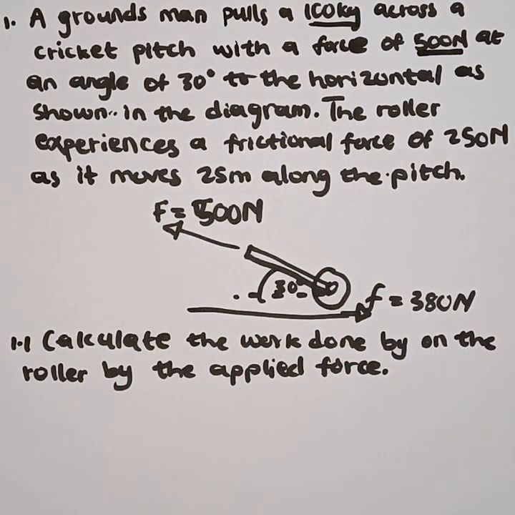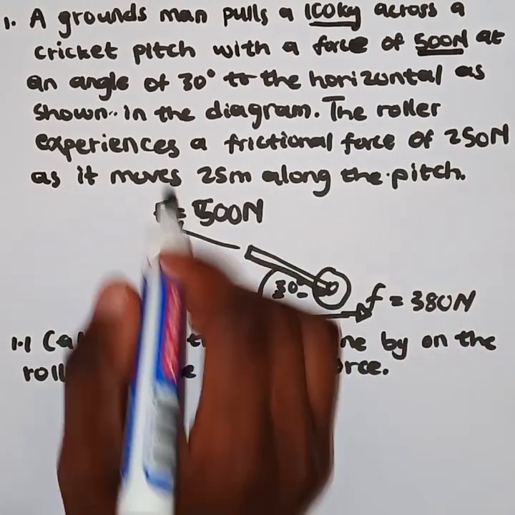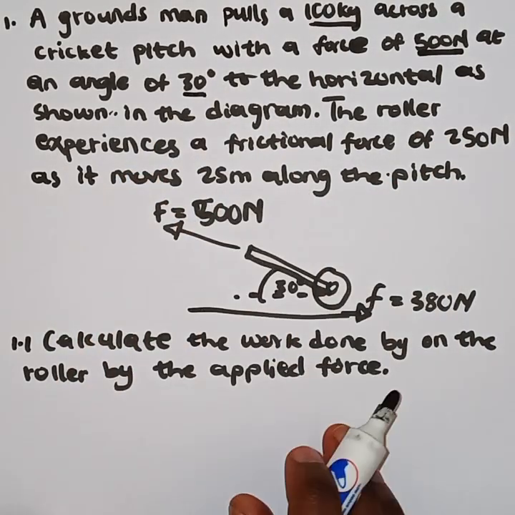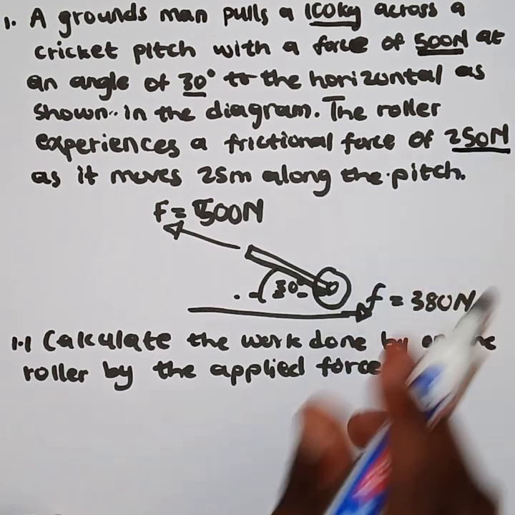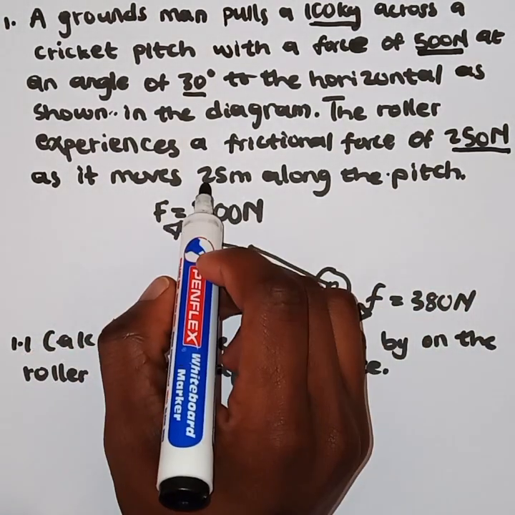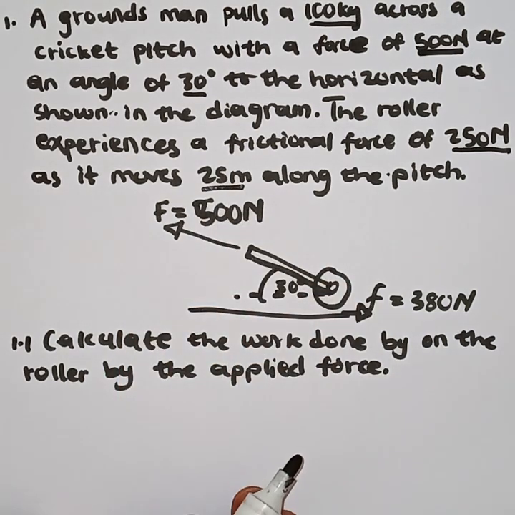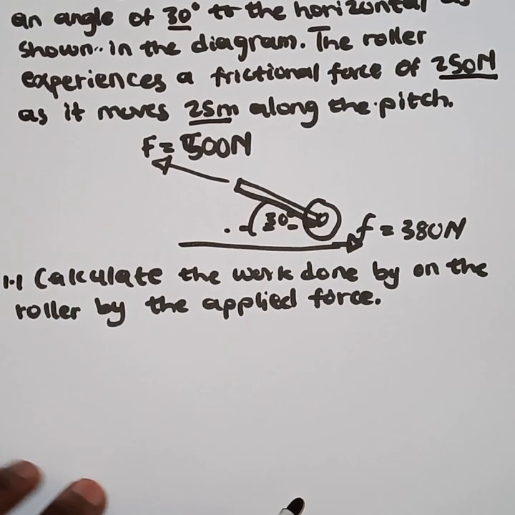It's applying a certain force to the roller. So it's 500 newtons, then an angle of 30 degrees, then the roller experiences a frictional force of 250 newtons. As it moves, we have our displacement also. Now there's our little diagram I tried to draw, as you can see.